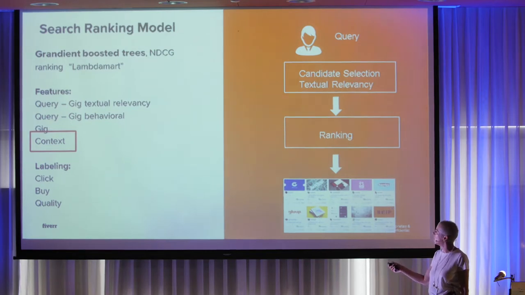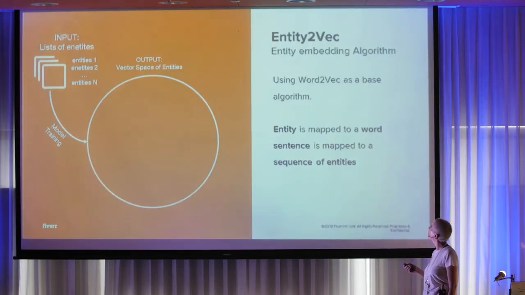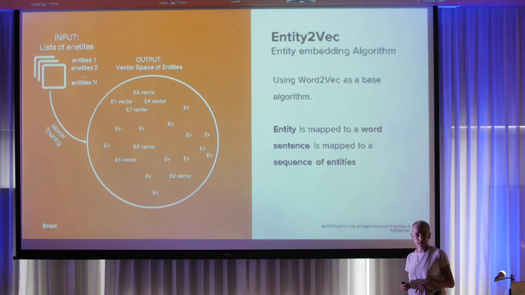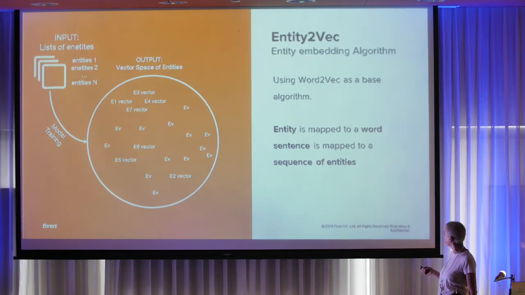Okay, so now I will talk about how we generate the context features for the ranking. What we are doing is we're using entity to vector, not surprising. It relies on the same algorithms from NLP, like word2vec or GloVe. But instead of doing embedding for words, we're doing embedding for different entities which we use in the marketplace. The entity is mapped to a word, and the sequence of entity actions is mapped to a sentence in the word embedding algorithms.